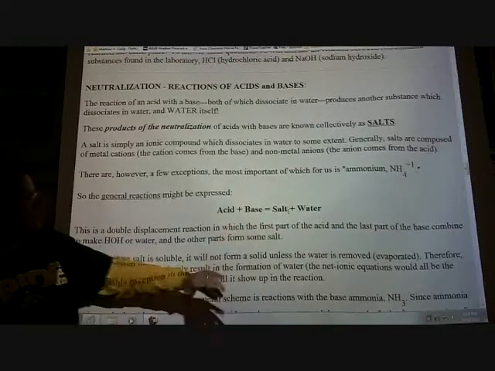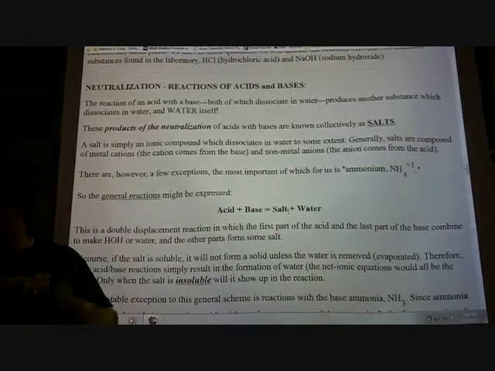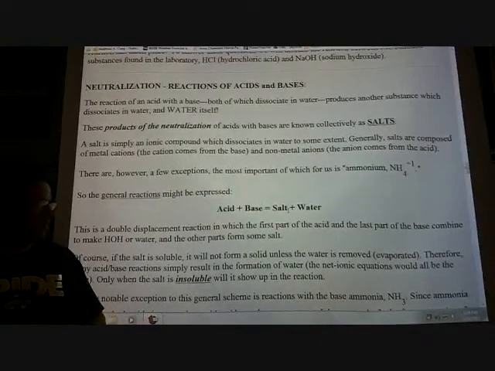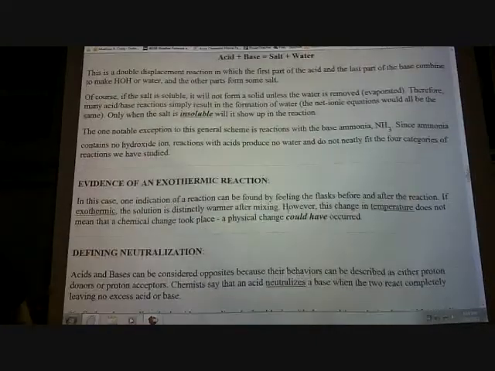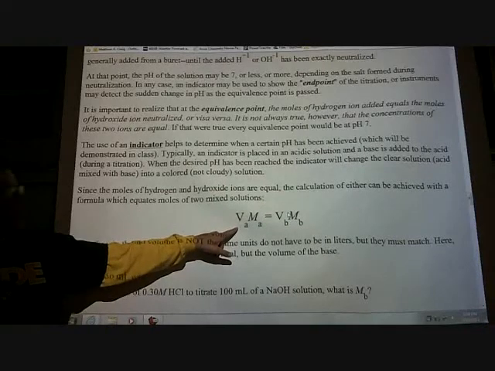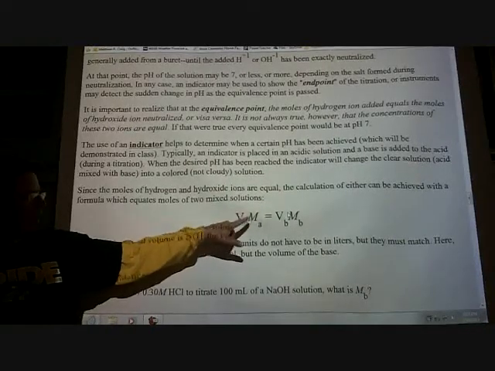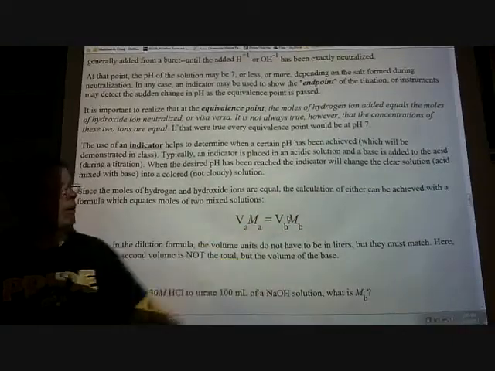However, to determine what our pH is, we can do some calculations. We're going to use this calculation here, where the volume of the acid times the molarity of the acid is equal to the volume of the base times the molarity of the base.